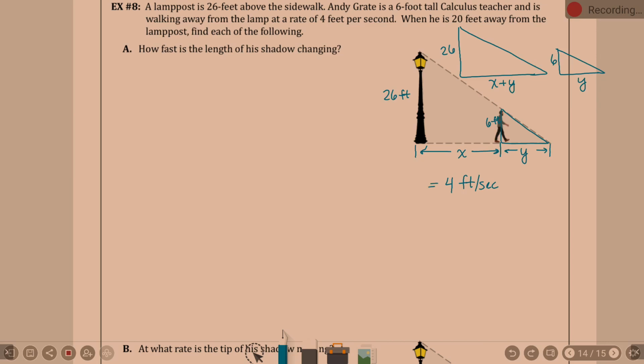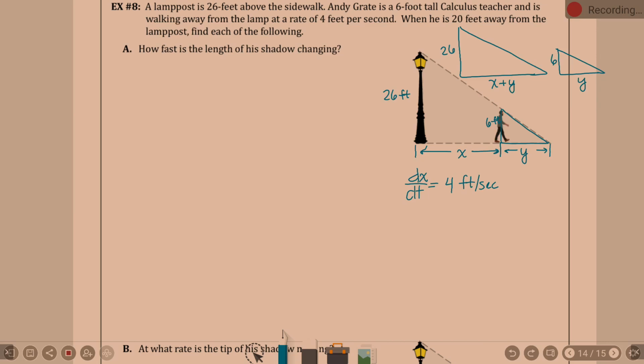D, D base, length, distance. Okay, so he's walking away from the lamppost. What length is changing? X. His shadow? X plus Y? No, X. He's walking away, so Andy is right here. It's just X. He's walking away from the lamppost.